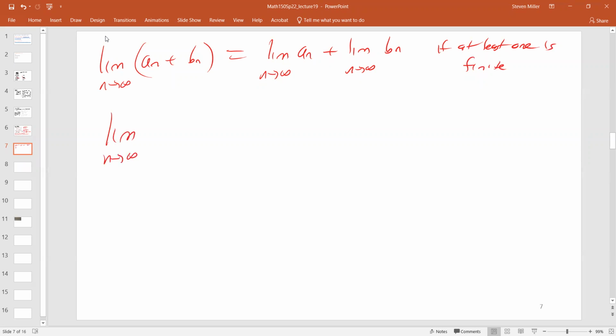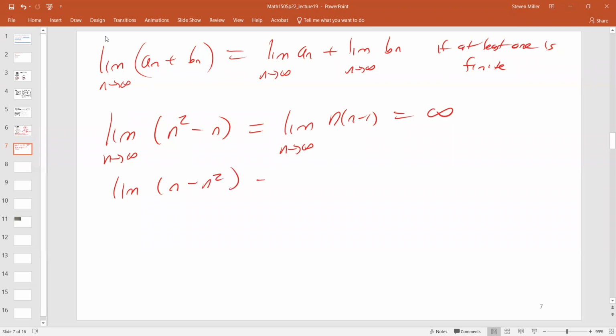What's the limit as n goes to infinity of n squared minus n? As n goes to infinity, what's n squared minus n? It's infinity. You could write this as the limit as n goes to infinity of n times (n minus 1). This is clearly infinity. If I give you the limit of n minus n squared, so the limit as n goes to infinity of negative n times (n minus 1), that is negative infinity.